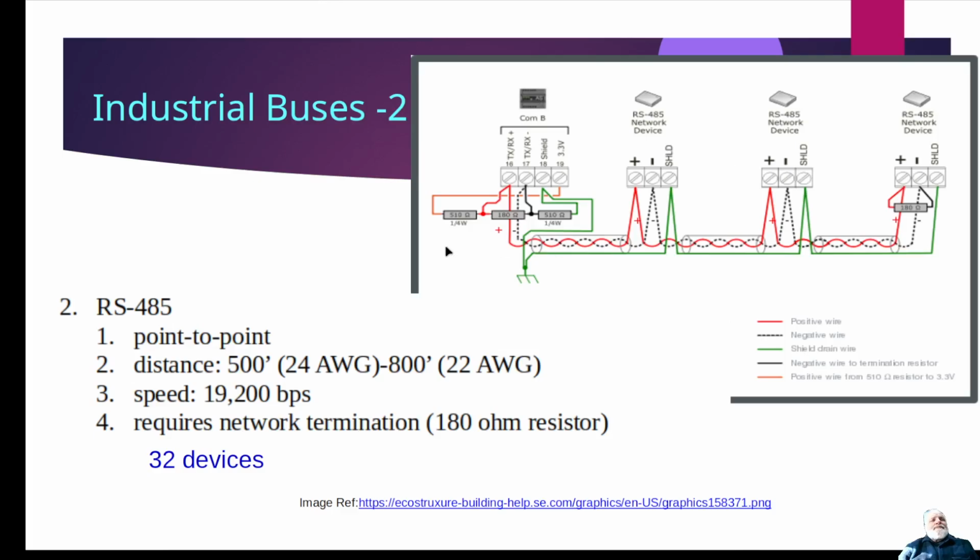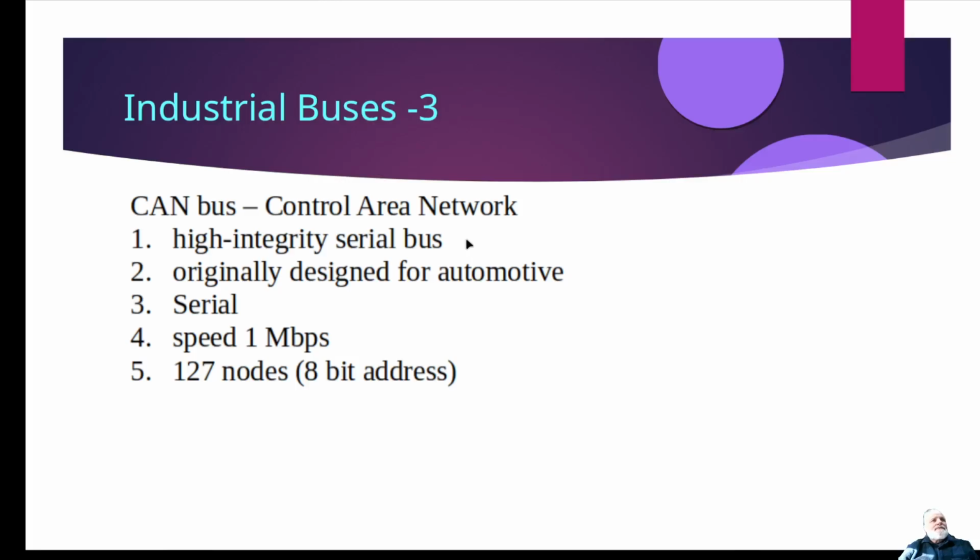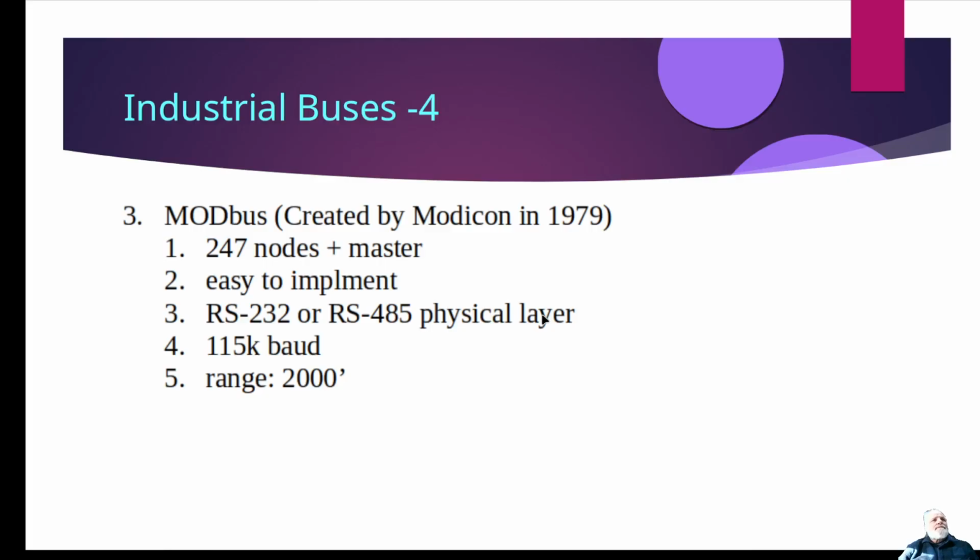RS-232, as we saw, is basically a point-to-point type of connection, but the RS-485 can be point-to-point, and you can also keep wiring in multiple devices. You can wire up a maximum of 32 different devices on that and communicate your data across with all those devices. The CAN bus is very popular for automotive and airplane use.